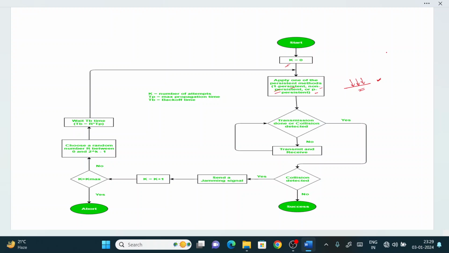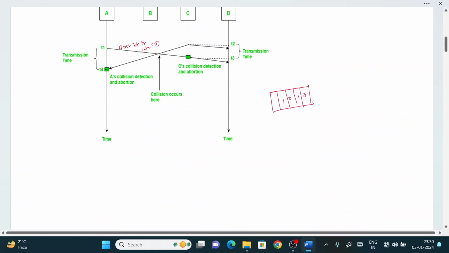Now once it is completed, we have this conditional. What does the conditional mean? If transmission done or collision detected. One point to remember here, you might be having some confusion. After sending the first bit, in the same frame we need to send the second bit, third bit, fourth bit, and so on, so that the complete frame will be transmitted from station A to station D, something like this, right?